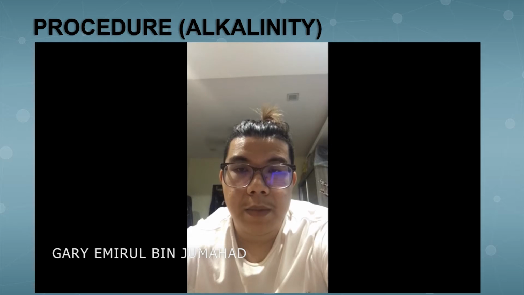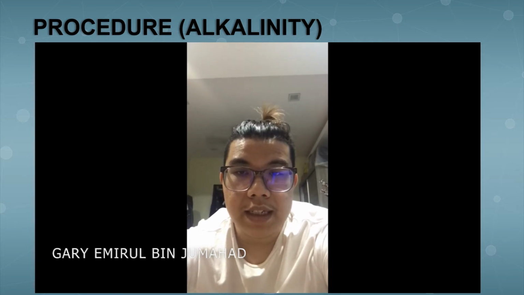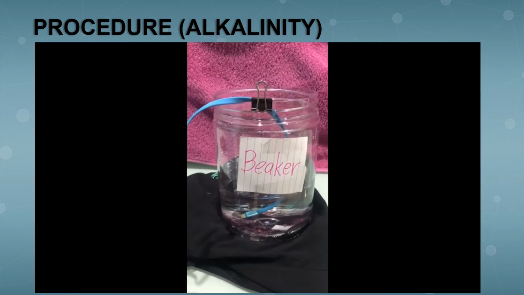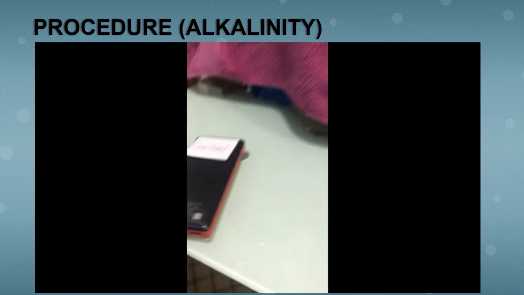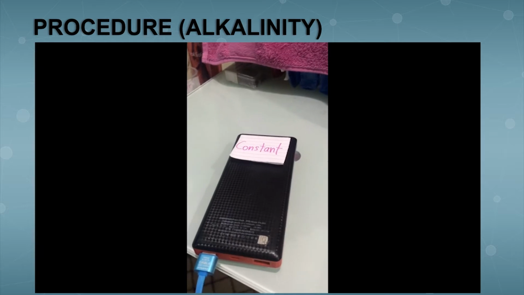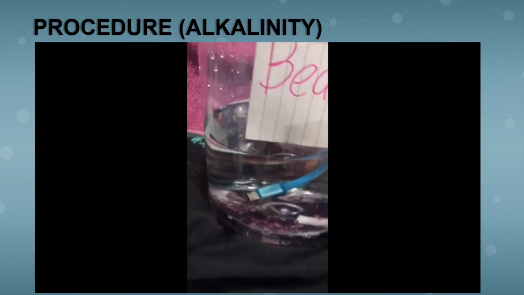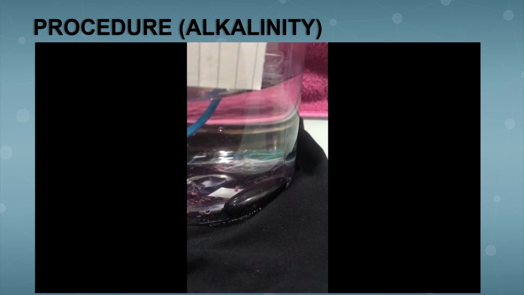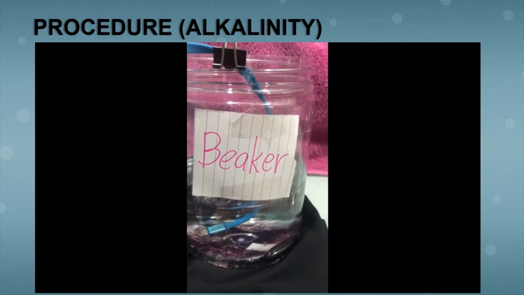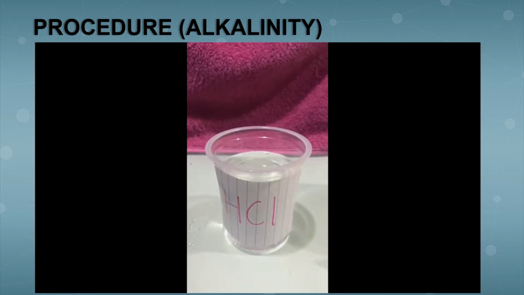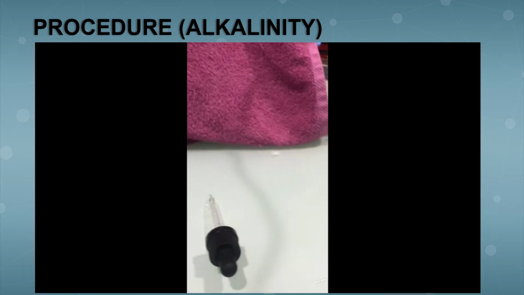So now I will briefly explain the procedure of the alkalinity test. These are the apparatus needed for the test. The first one is the pH reader, and then the electrode, and then the magnetic stirrer with the beaker, and then inside is filled with our water sample, HCl titrant, and the burette.